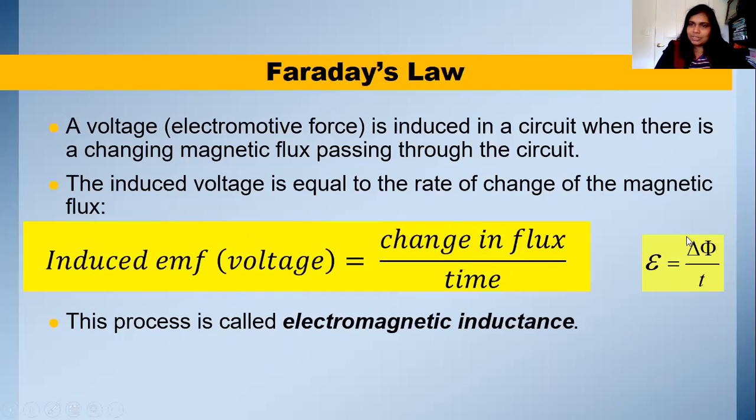Don't worry about this equation. If you're using the textbook, you will see these equations. Delta, we always use delta to indicate a change, okay? So change in flux over time. That's the induced EMF symbol. This process is called electromagnetic induction. So electromagnetic induction means you are making a change in the magnetic flux around a coil and inducing a current on that coil.